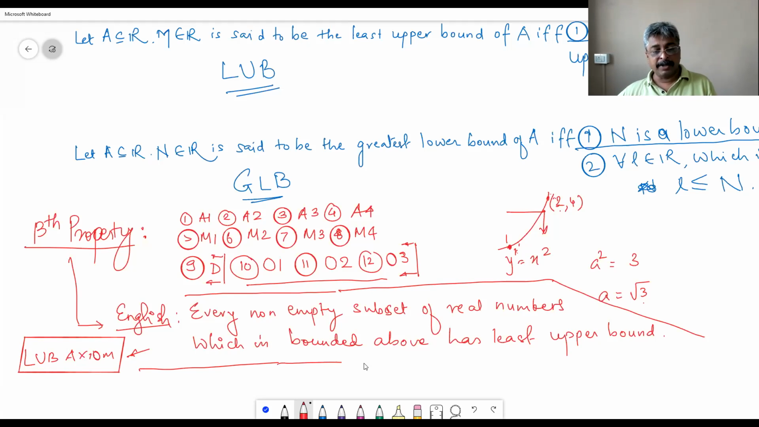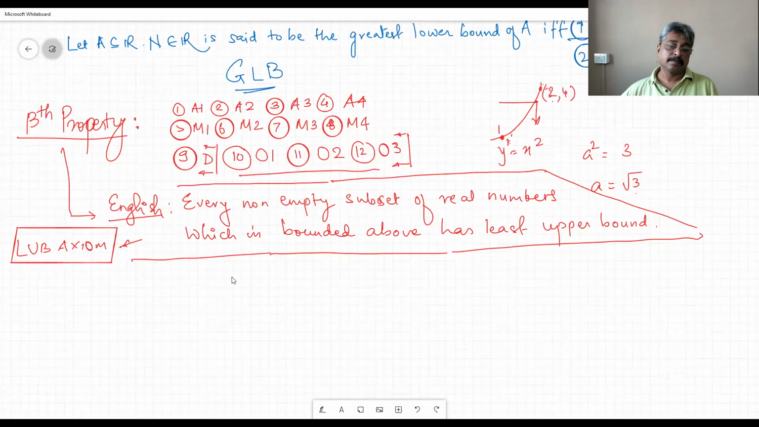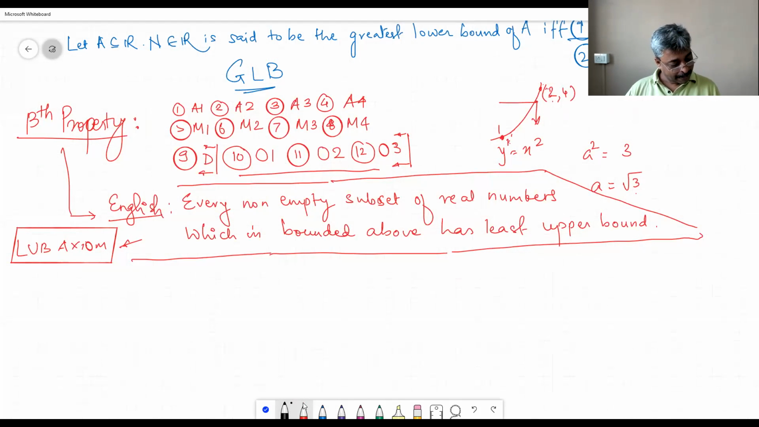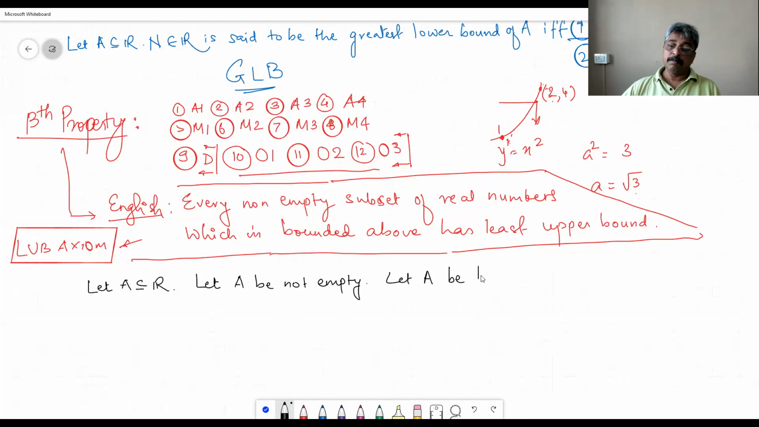Okay, so let me write down the mathematical version of this. Let A be a subset of R. Let A be not empty. Let A be bounded above.